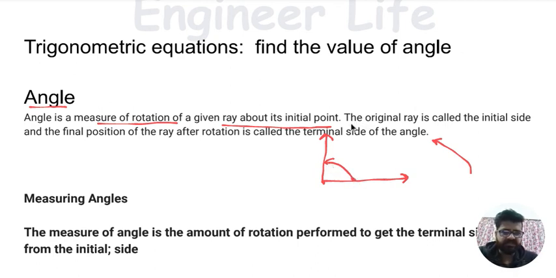So as you can see, the original ray is called the initial side. This is initial side, and this is terminal side. We will say that this is a terminal side. So look at here what I write down. The original ray is called the initial side, and the final position of the ray after rotation is called the terminal side of the angle. So this is one line that is called terminal side, and this is called initial side.